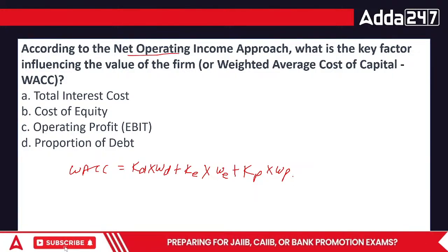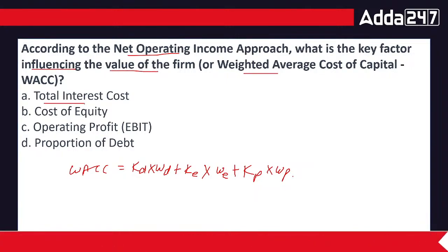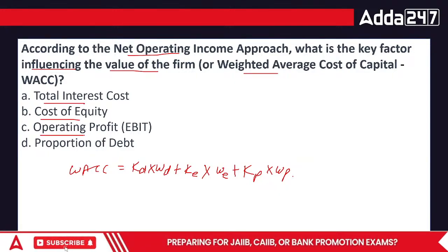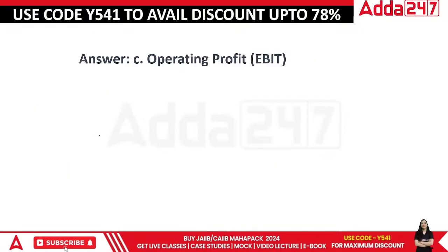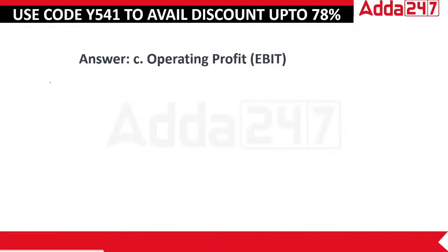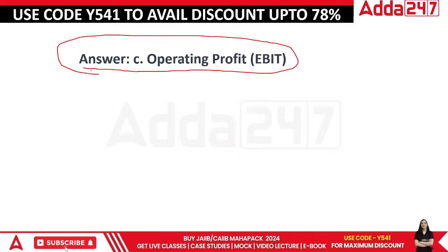According to the net operating income approach, what is the operating influence of the value of the firm? WACC, total interest, cost of equity, operating profit, or proportion of debt. In this case, what is going to be affected is the operating profit, everyone. EBIT. Whatever money you have, that is all you can allocate. If you have limited money, then you cannot give a lot of money to others, isn't it?